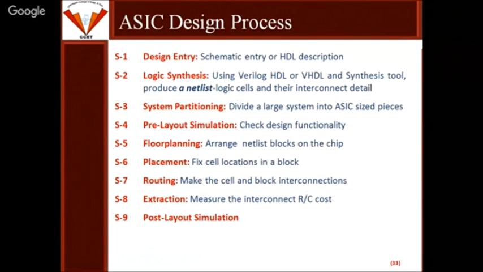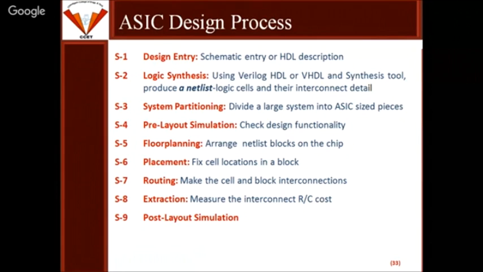If we talk about the ASIC design process, first of all, there is some design entry. It means there is some schematic entry or HDL description of the device. Suppose you have to create a device for some specific application, so you have to write that program in some HDL tool. That may be VHDL programming, that may be Verilog programming. So first of all, there should be the design entry in the form of a program. Then there will be the logic synthesis of that HDL program using Verilog or VHDL. You have to produce the netlist, logic cells, and their interconnect details.